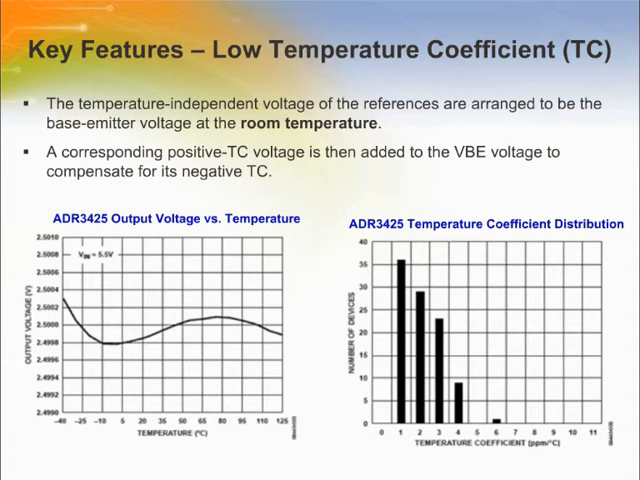The ADR34 series uses patented DigiTrim technology to achieve low temperature coefficient. Normally, the reference circuit maintains an internal voltage source that has a positive temperature coefficient and another internal voltage source that has a negative temperature coefficient. By summing the two together, the temperature dependence can be cancelled. In the ADR34 series, the temperature-independent voltage of the references is arranged to be the base emitter voltage at room temperature, and a corresponding temperature coefficient voltage is then added to the VBE voltage to compensate for its negative TC.